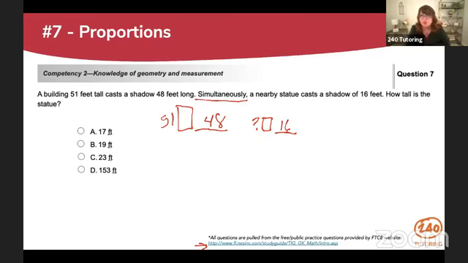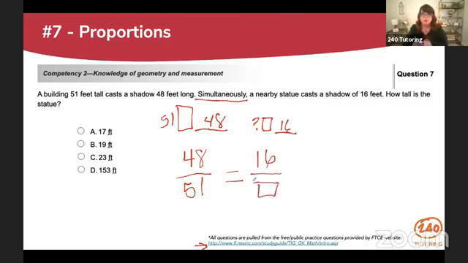So it's very easy to do. We have the shadow of the building is 48 feet and it's 51 feet tall. And we're going to say equals the shadow of the statue is 16 feet. And we do not know how tall it is.